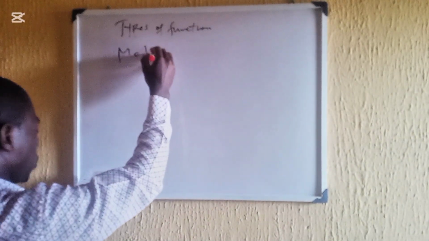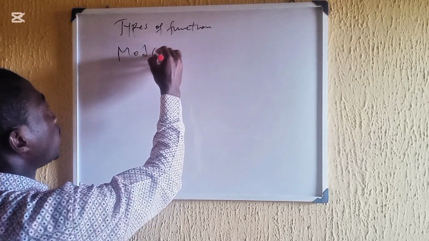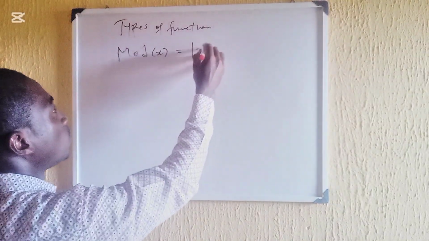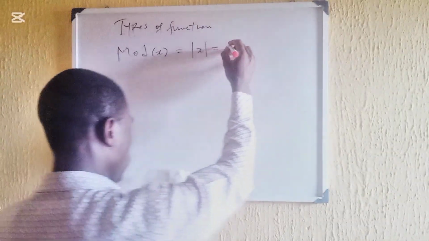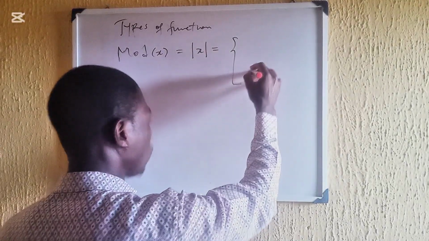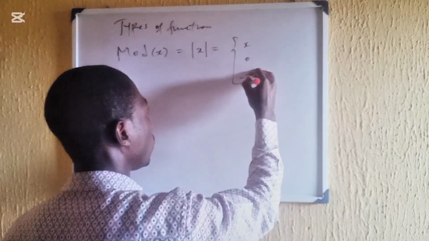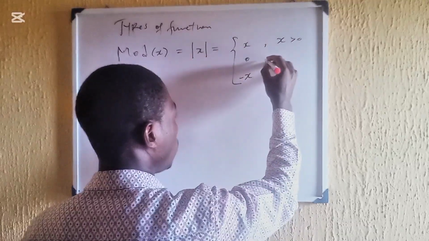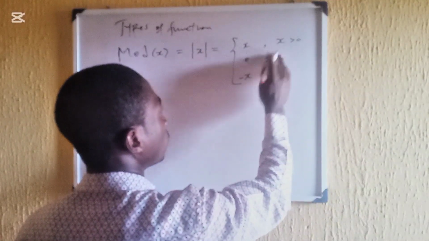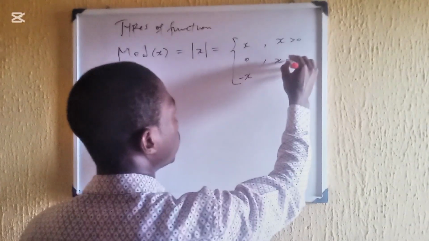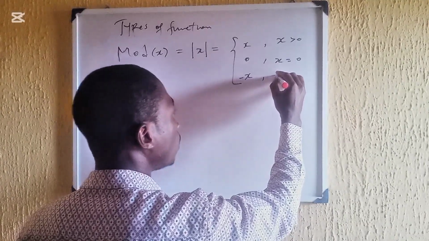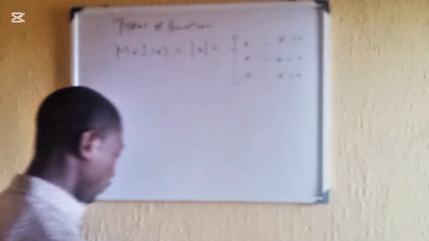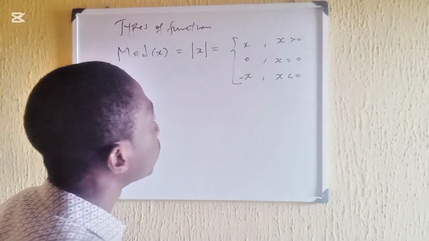Mod x is equal to the absolute value of x, which is equal to x for x greater than 0, 0 for x equal to 0, and negative x for x less than 0. So what does this mean?